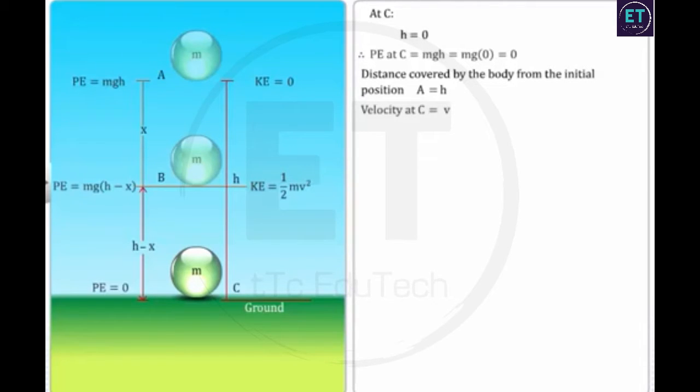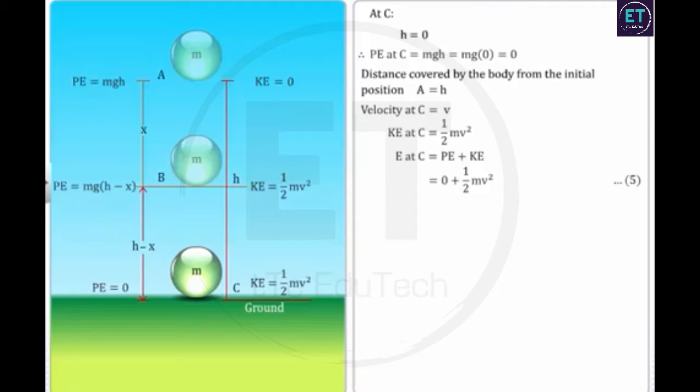Let the velocity of the body at C be v. Its kinetic energy at C is equal to half mv square. The total energy E at C is the sum of the potential and kinetic energies at C. That is, the sum of 0 and half mv square. Let this be equation 5.